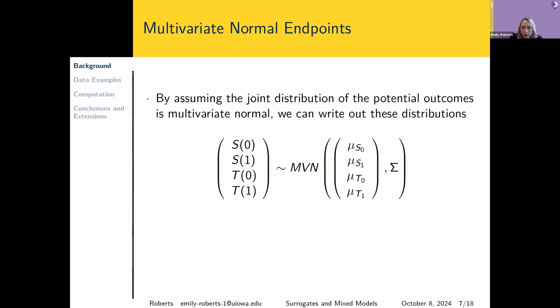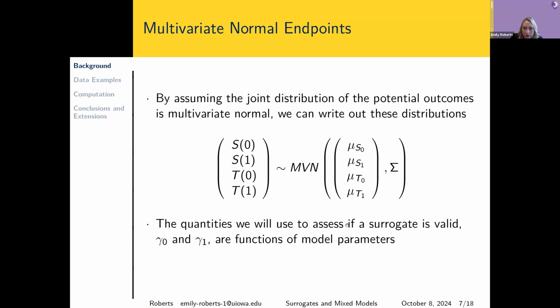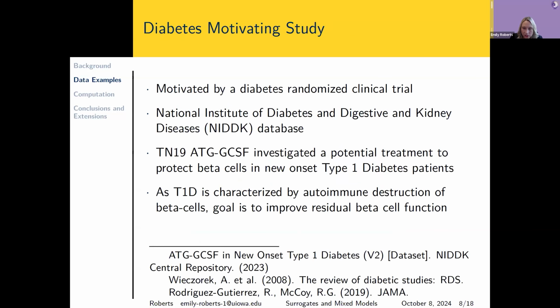To get into more detail about what this distributional assumption looks like, in the case of cross-sectional data, we would be assuming that our potential outcomes have a multivariate normal distribution. So here I've shown our 4 potential outcomes having some mean and covariance structure. And our quantities that we're interested in, gamma naught and gamma 1, are functions of these model parameters. Some of the model parameters, specifically in the covariance structure, are the ones that are not identified, and we'll take special care in order to figure out how we're going to handle them. So that's the cross-sectional case. Today I'll introduce our work that is thinking about the longitudinal case that is motivated by a diabetes study.